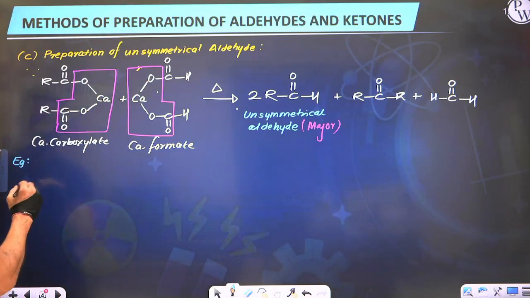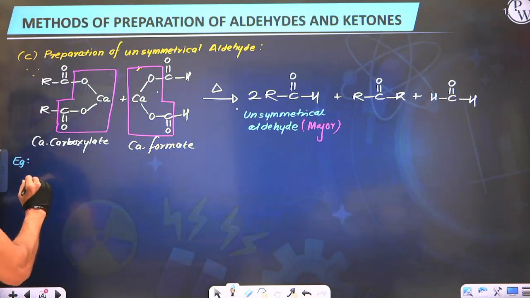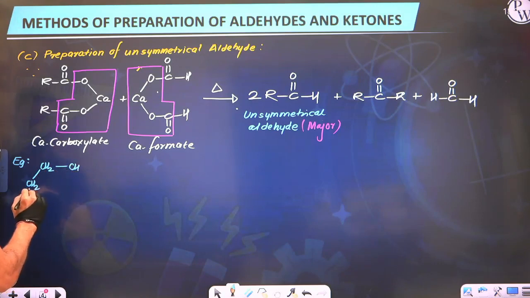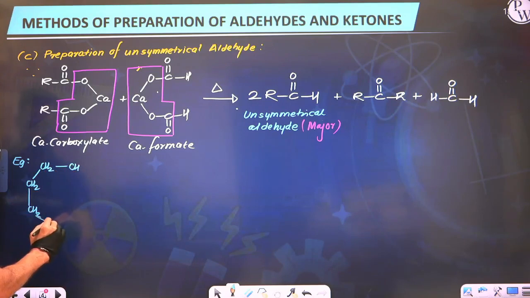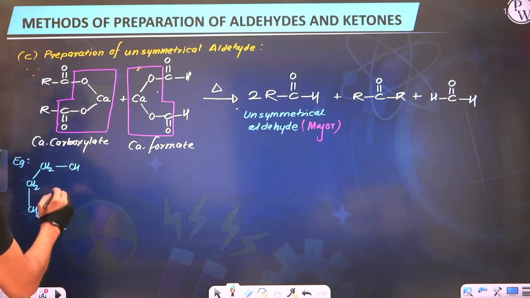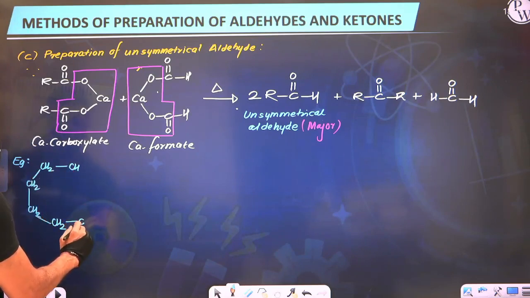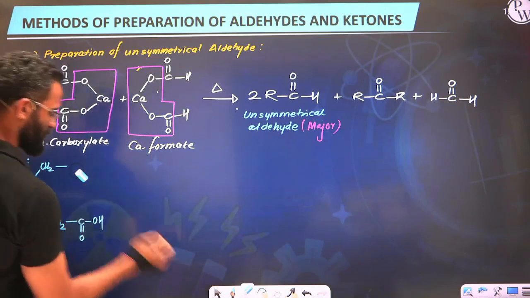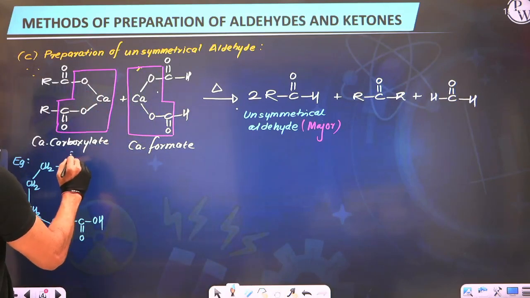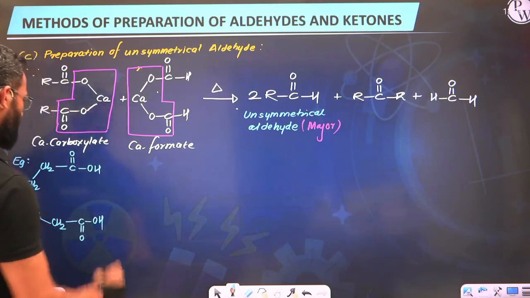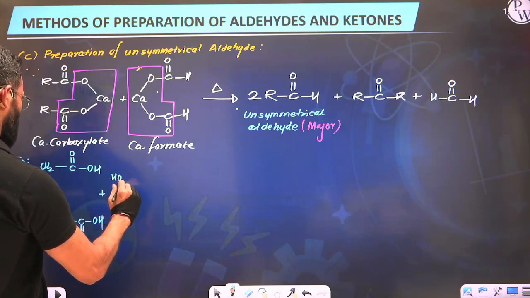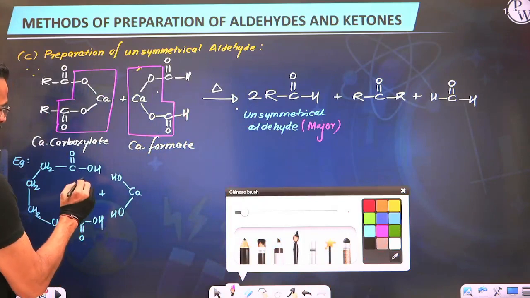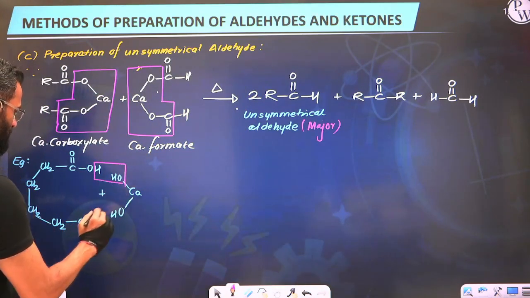So let's say we have CH2, CH2, CH2, CH2, altogether 4 carbon, 1, 2, 3, 4, 5, and one more 6. COOH, and here as well I'm taking COOH. And let's say we are treating this with CaOH twice. And we are eliminating water here. So this is acid-base neutralization reaction.